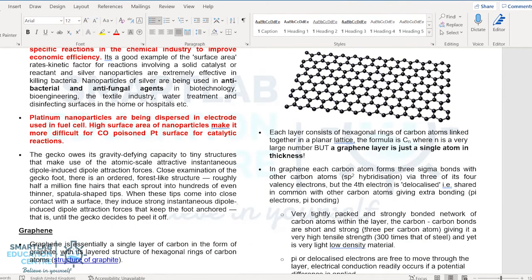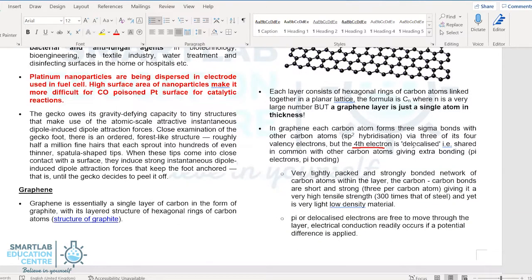The strong C to C double bonds enable the carbon atoms to be very tightly packed, and this strongly bonded network of carbon atoms within a single layer affords it a very high tensile strength despite its very low density. It is important to note that graphene displays tensile strength that is 300 times higher than that of steel.